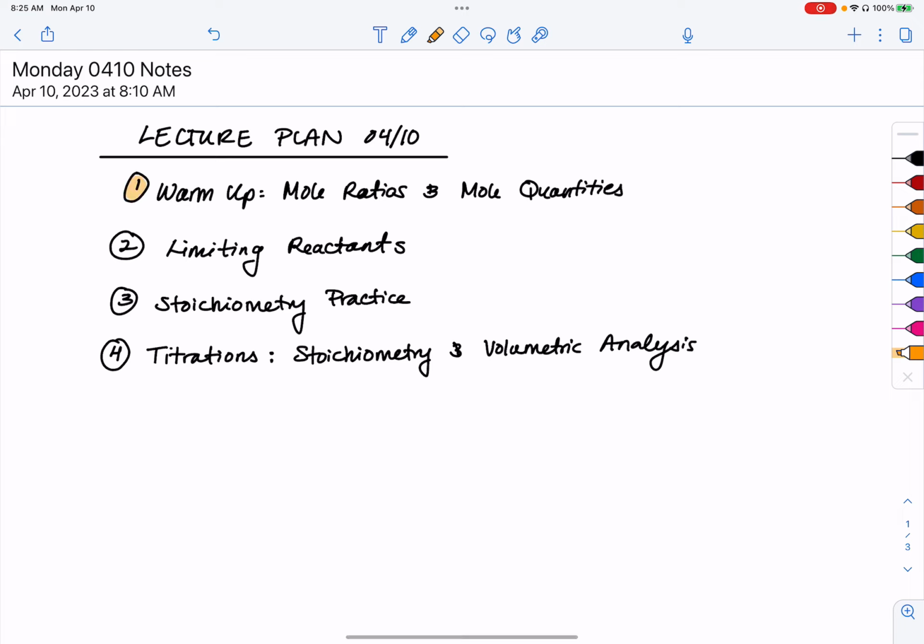If not, let's go ahead and start today with a warm-up where we look again at this idea of our mole ratios, which again, this is our recipe from our chemical reaction that is balanced, and mole quantities, which is what our pantry is, meaning the actual mole amounts that are reacted. And in doing so, we are going to look at these put together, which is going to be our stoichiometric analysis.